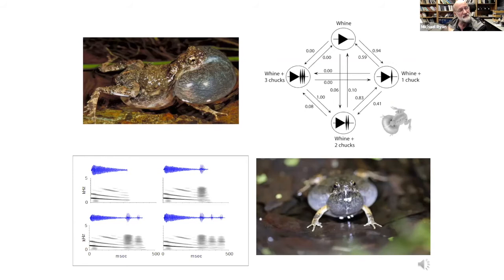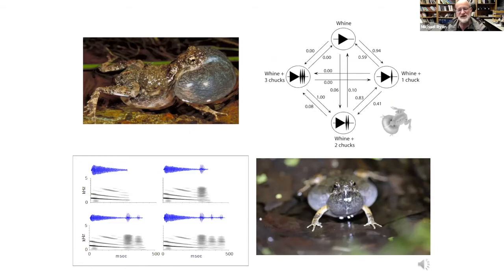They only add these chucks when they're in vocal competition with one another. So if you go to a chorus, all of the males will be making calls with chucks. This isn't a polymorphism. As far as we know, all males can make chucks. And we've studied 30 populations of these frogs from Veracruz down to the Llanos of Venezuela, and all of the populations are also able to add chucks to their calls.